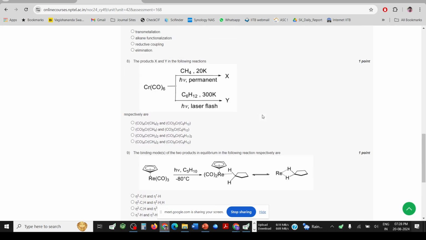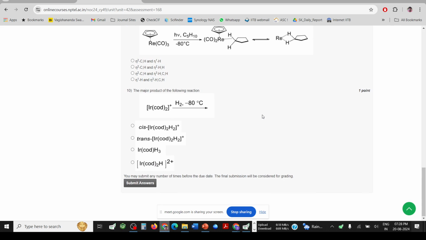Sir, can you explain the 10th question, sir? Question 10: what is the major product of the following reaction? Iridium carbonyl hydride 2+. I have already told that you need to particularly prepare some reactions for the exam. This is a particular reaction. You need to just search in the book or wherever. There is nothing to explain here. Okay, sir. But I can give you a hint. Hydrogen, what will it do? And what is the oxidation state of iridium?